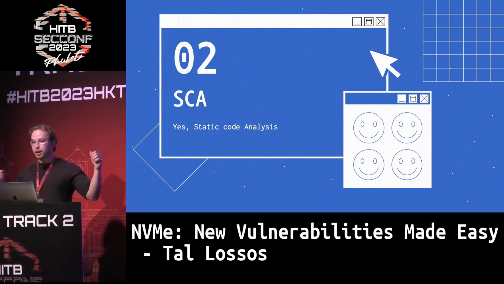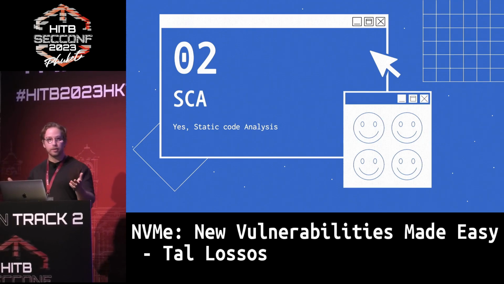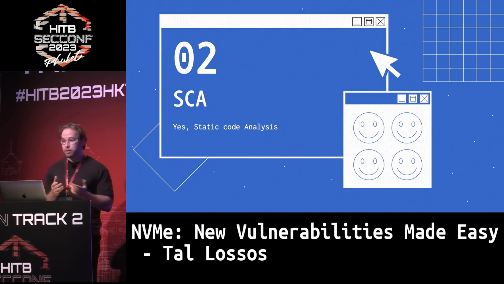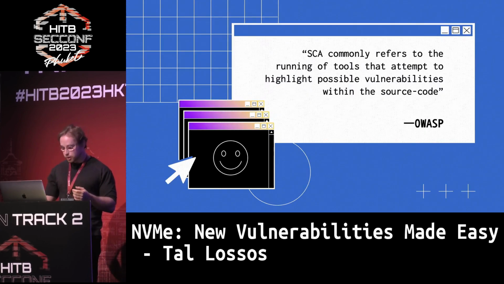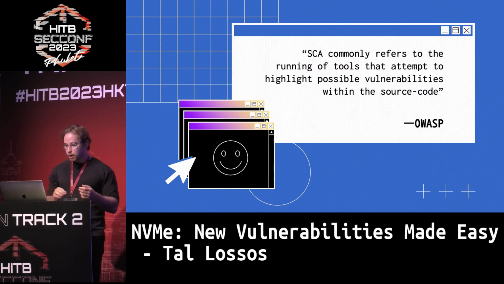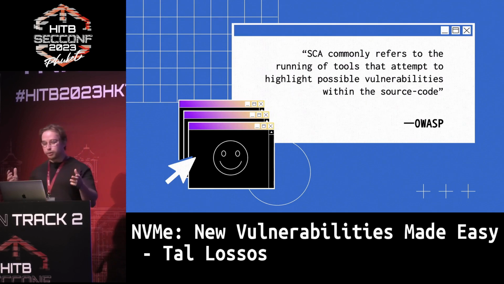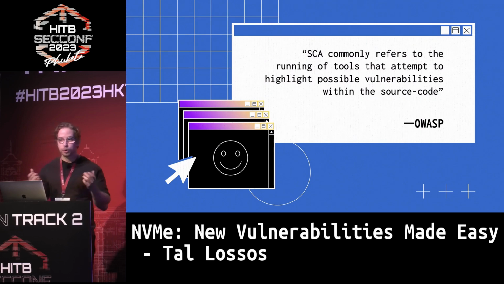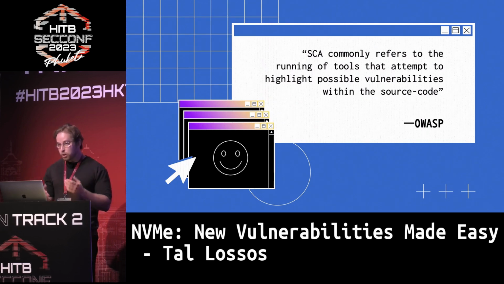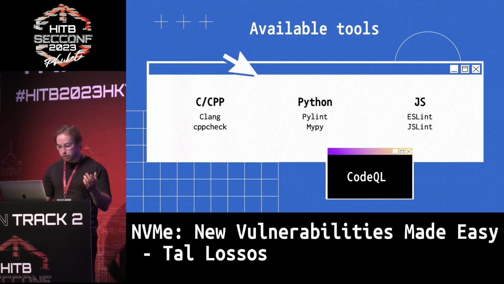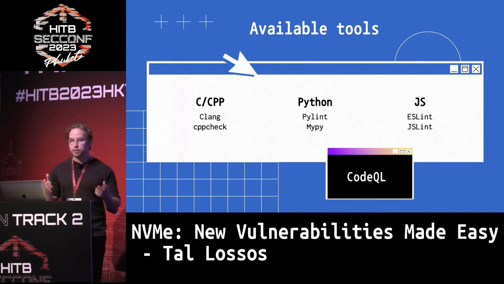And I wanted to find out if there is an easier way that I could have found it, and maybe static code analysis tools could have helped me. But what even is static code analysis? Static code analysis commonly refers to the running of tools that attempt to highlight possible vulnerabilities. Basically, tools that help me find vulnerabilities, maybe low-hanging fruits or potential bugs. But you don't really need to write your own custom tool. Well, you can, but there's plenty of them available over the internet.